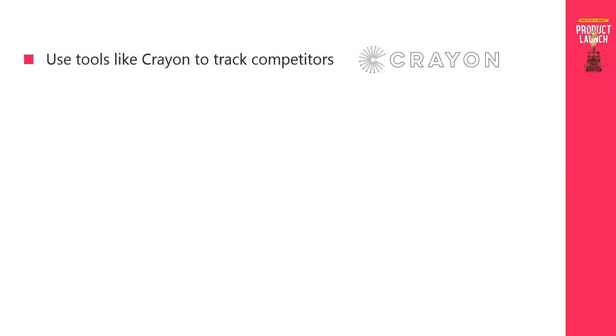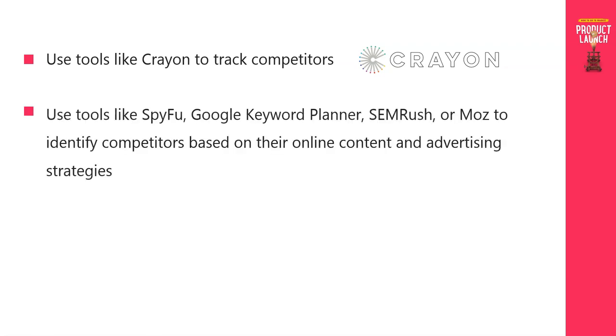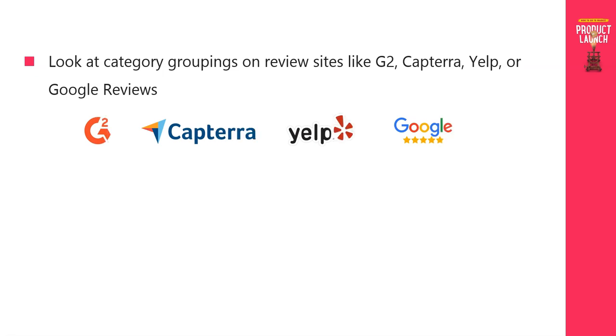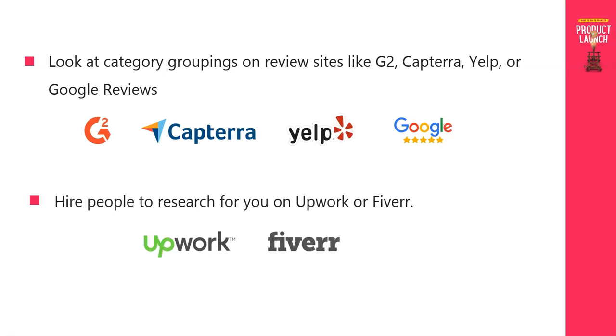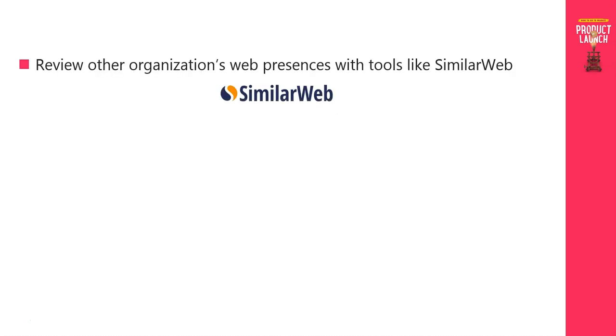Use tools like Crayon to track competitors. Use tools like SpyFu, Google Keyword Planner, SEMrush, or Moz to identify competitors based on their online content and advertising strategies. Look at category groupings on review sites like G2, Capterra, Yelp, or Google Reviews. Hire people to research for you on Upwork or Fiverr. Review other organizations' web presences with tools like SimilarWeb.